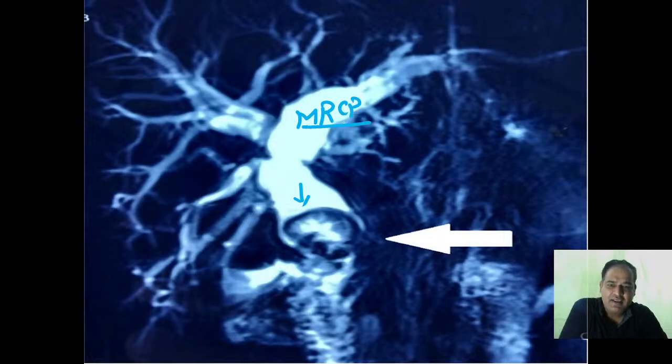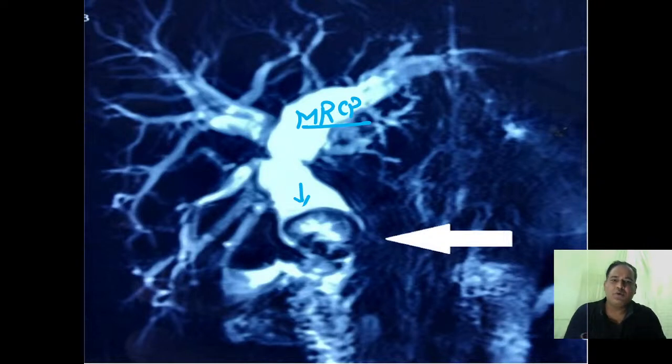Someone asked me yesterday, sir, which one to write as the investigation of choice? If there is anything related to duct, it will be MRCP or ERCP. Go for MRCP if they have asked you investigation of choice. If they have asked you gold standard investigation, go in for ERCP. If they have asked you about the solid swelling, then go in for ultrasound.